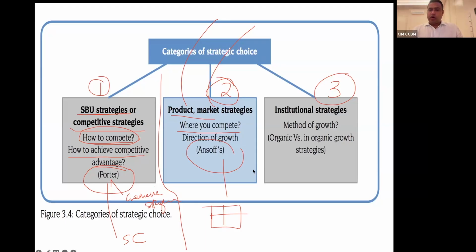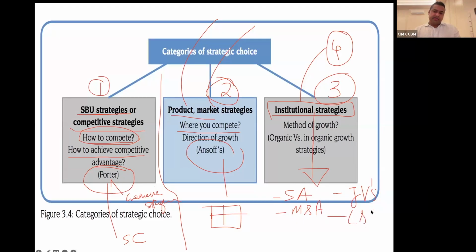And then you have what we call institutional strategies, which is chapter 4. In institutional strategies, we look at long-term strategies for the entire organization to pursue, such as strategic alliances, mergers and acquisitions, joint ventures, licensing and franchising.